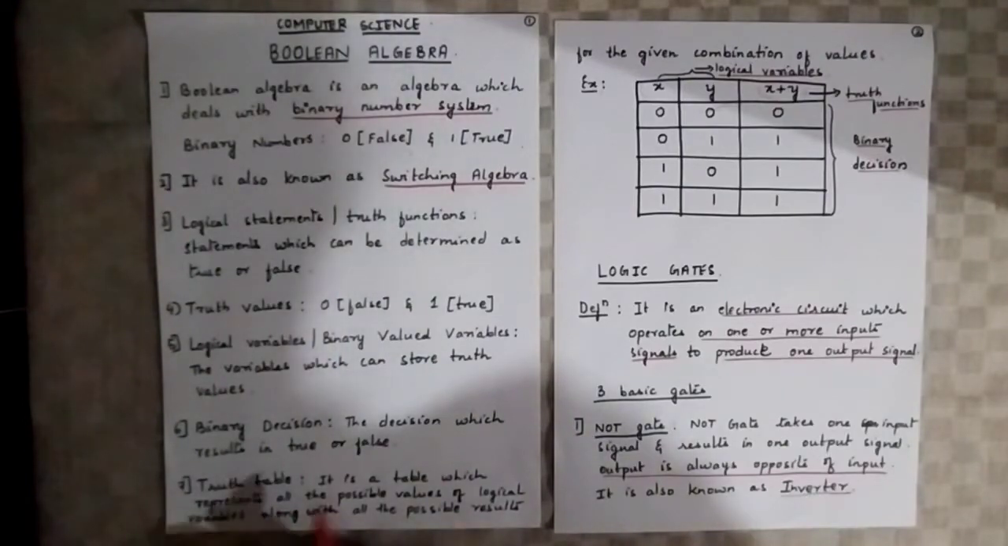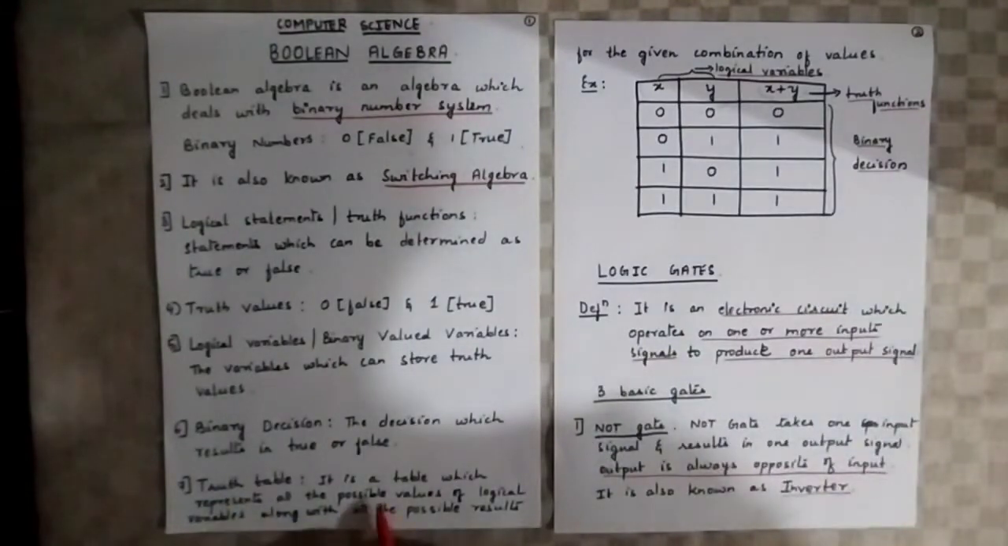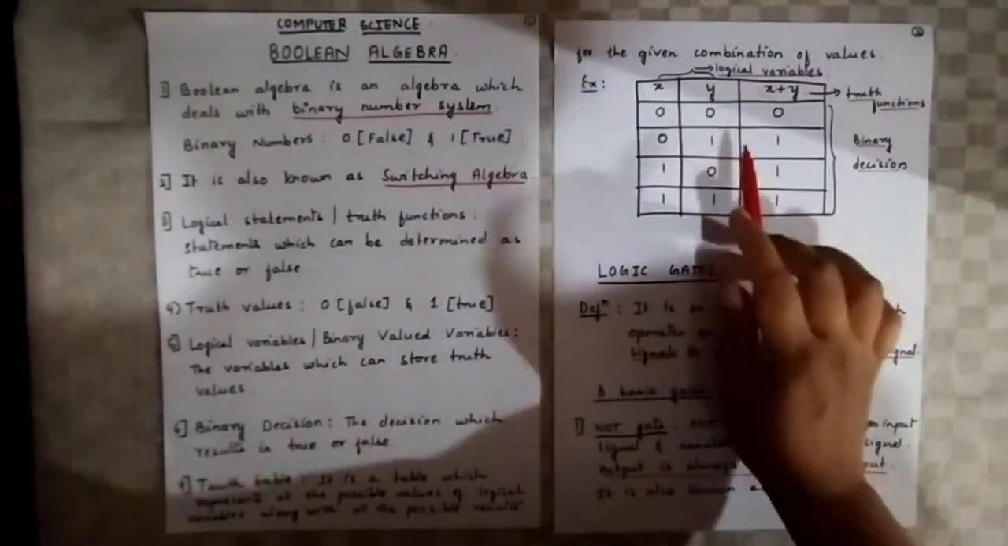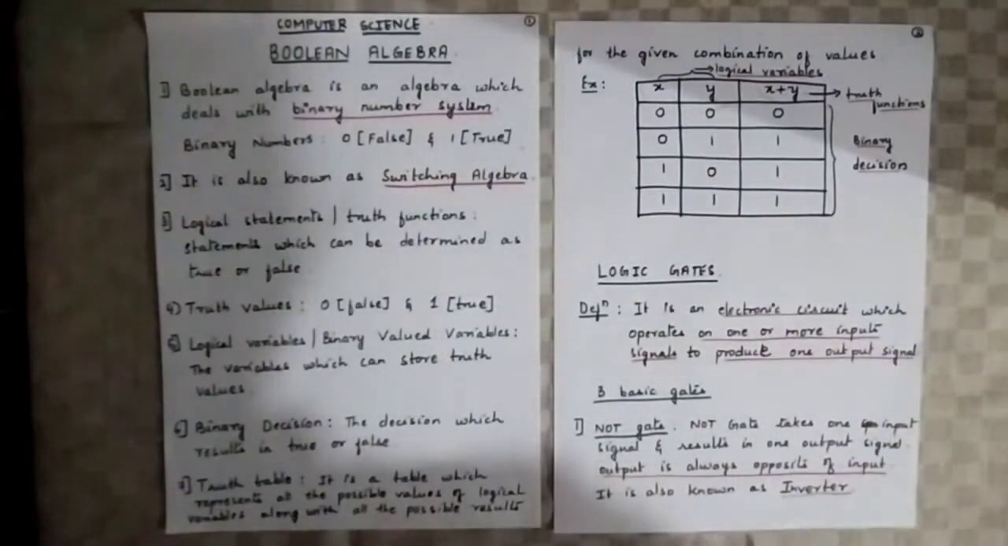So let's associate this term with this particular example. It says all the possible values of logical variables. So here we have the two logical variables x and y, and these are its possible values. Yes, this is one part of the definition.